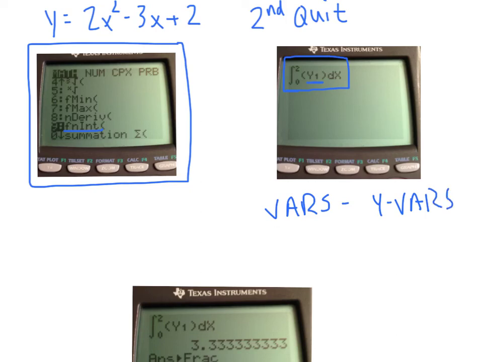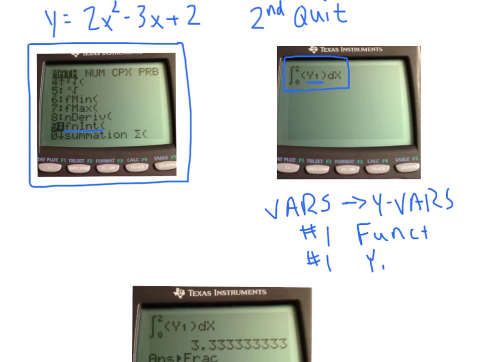After I hit Y-VARS, choice number 1 was for function. I hit enter right there, and then choice number 1 again was for y sub 1. And that's a trick. We're going to use that a lot in the future, so that's why I wanted to introduce you to it tonight.